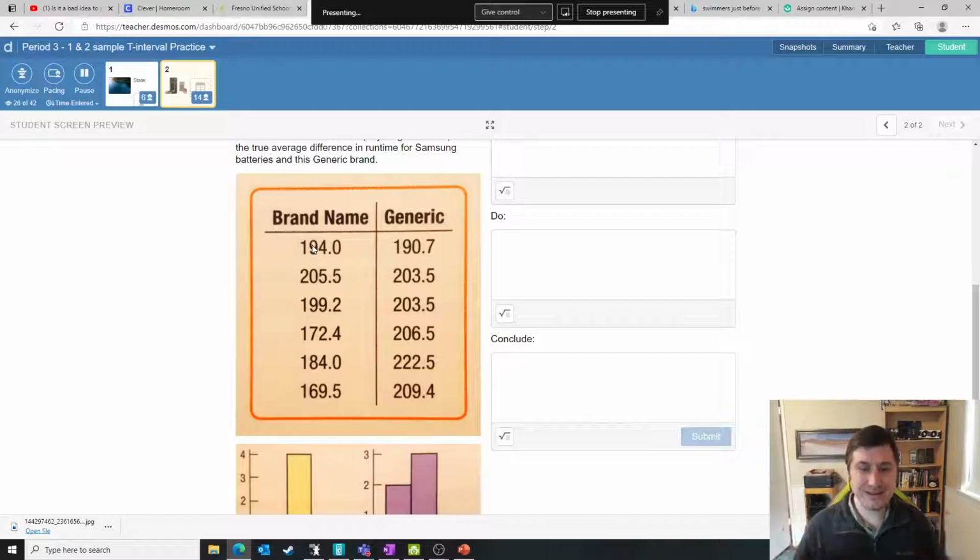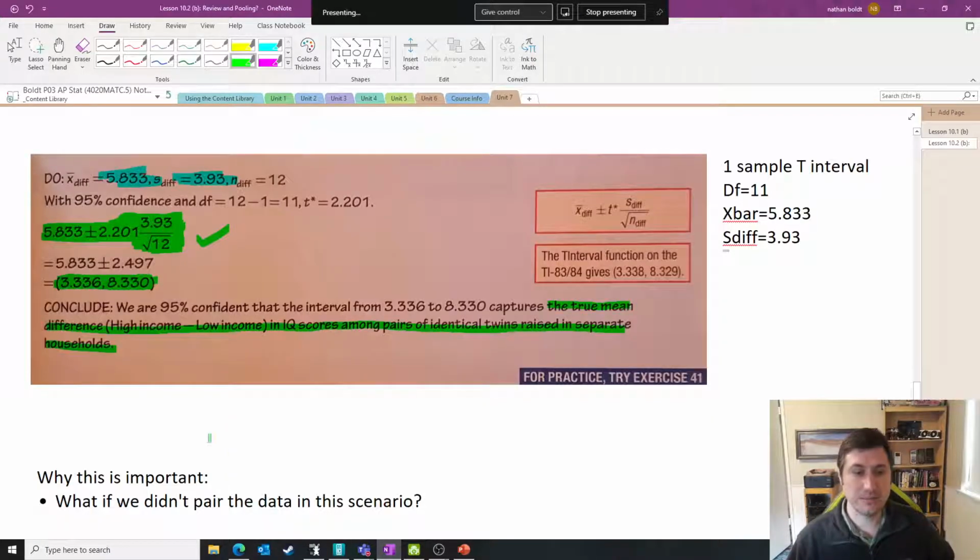So you do need to realize the one you did on the Desmos is not a paired test. It's not a paired data set. And so you have to do what you did, a 2 sample t interval. But sometimes the data is paired together. And if there is some kind of pairing and you can subtract the data, then you can turn it into a 1 sample.